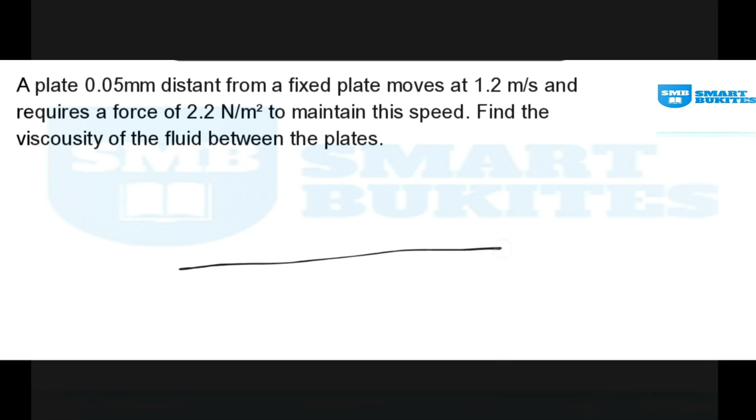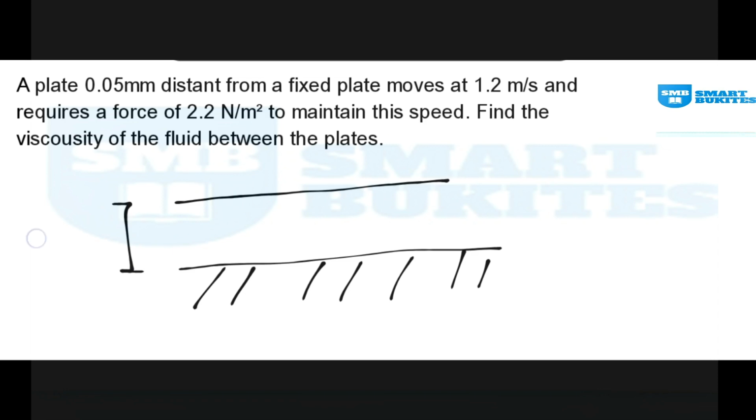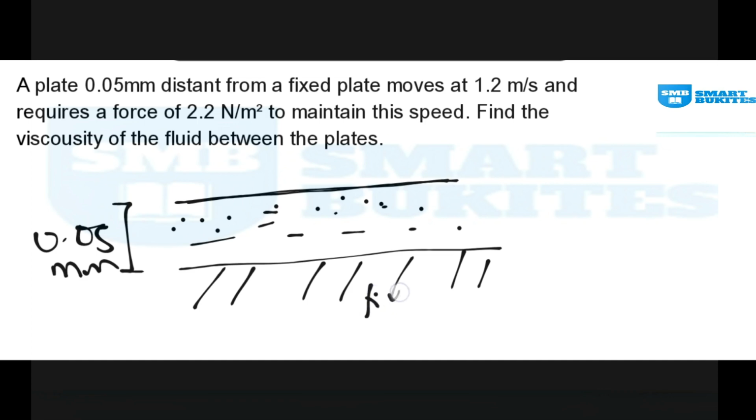So this shows us that there is a fixed plate here, and there is another plate above it with a distance of 0.05 in millimeters, and a fluid is flowing between these plates. Then for these plates, this one is the fixed plate and this one is the moving plate.